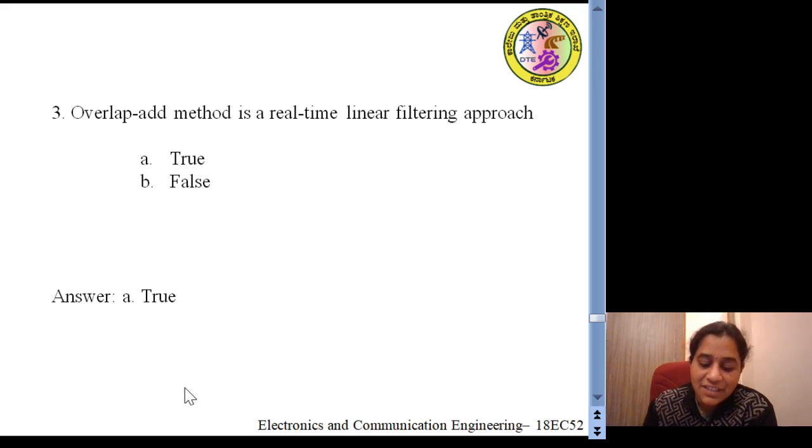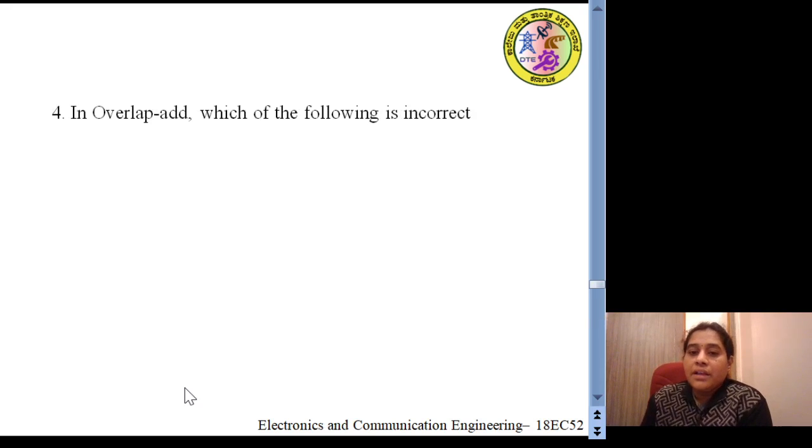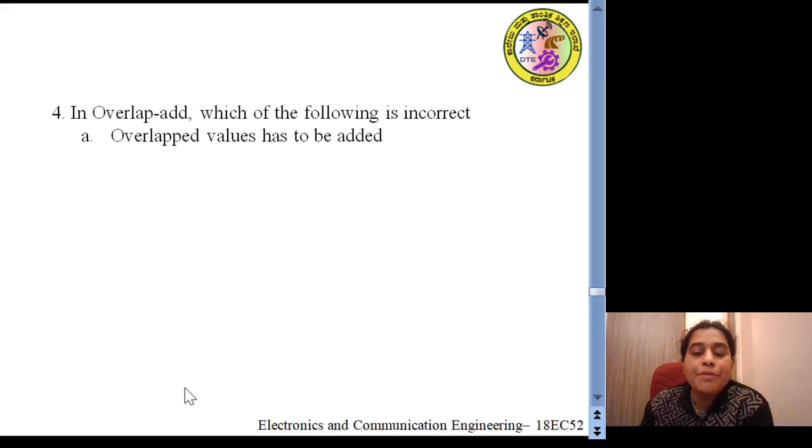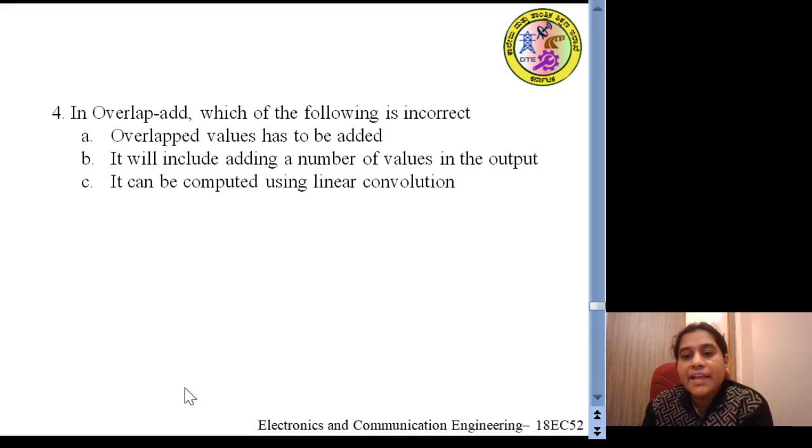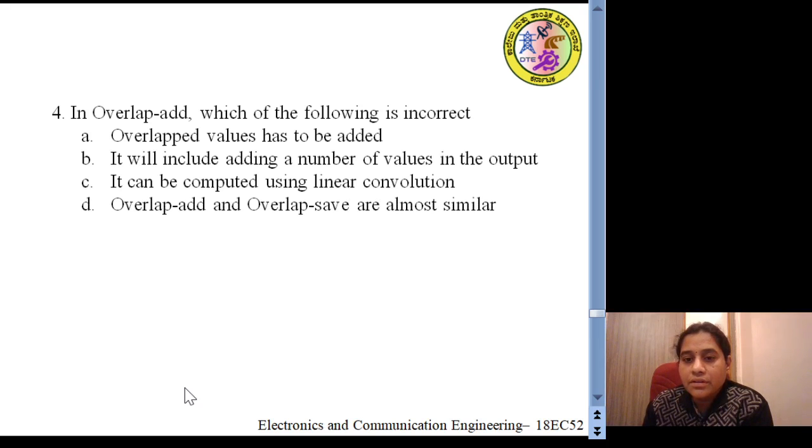Last question of this session. In overlap add, which of the following is incorrect? Let us check the options. Option A, overlapped values have to be added. Next option, it will include adding a number of values in the output. It can be computed using linear convolution. Overlap add and overlap save are almost similar. What is the answer?